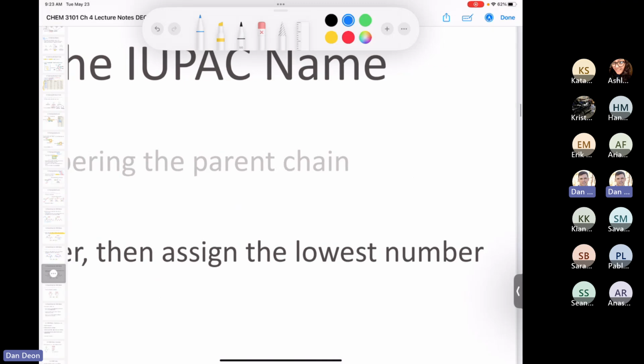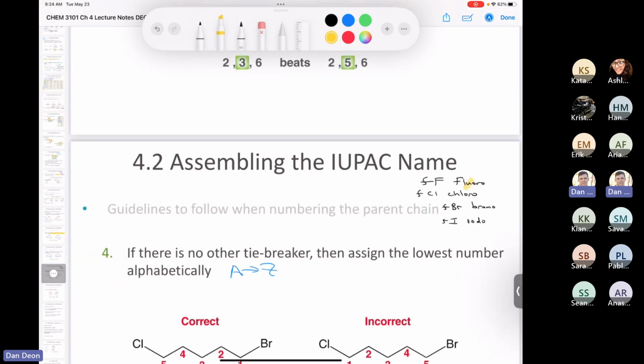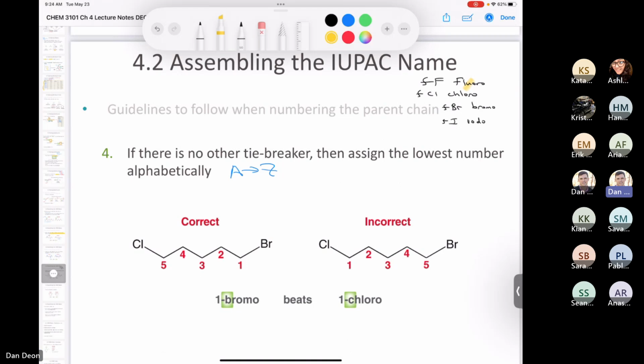Just so I can put this bug in your ear, if you have a fluorine substituent, we call that a fluoro. If you have a chlorine, as you just saw, we call that a chloro. If you have a bromine substituent, we call that a bromo. And if you have an iodine substituent, we call that an iodo. Okay, fluoro, chloro, bromo, and iodo. Remember that fluorine is spelled F-L-U. Fluoro, fluorine. It's not flourine or anything, or flour. That's what I get sometimes.